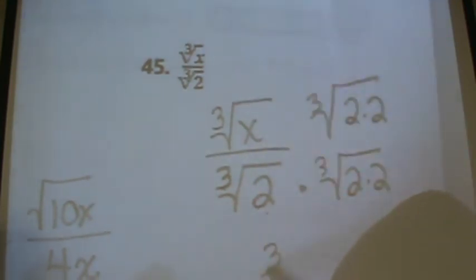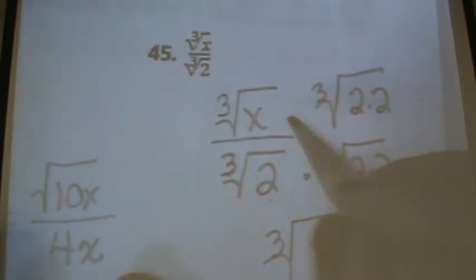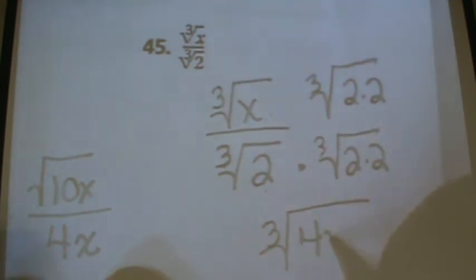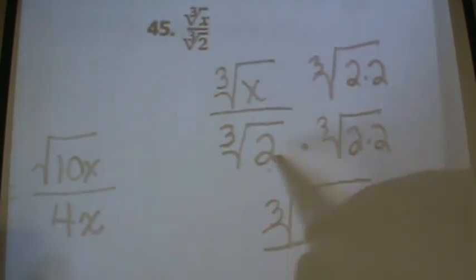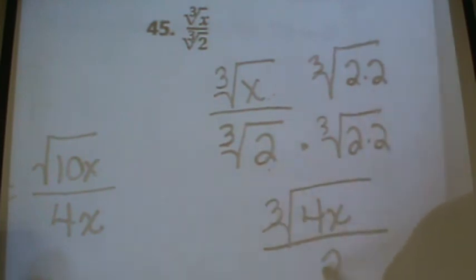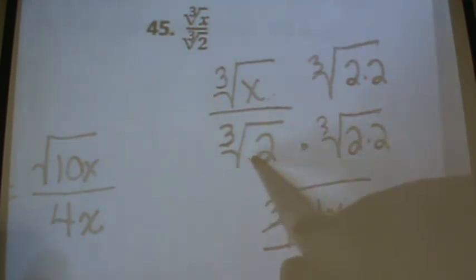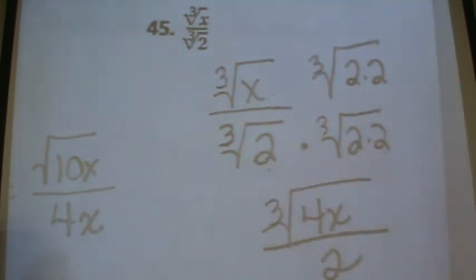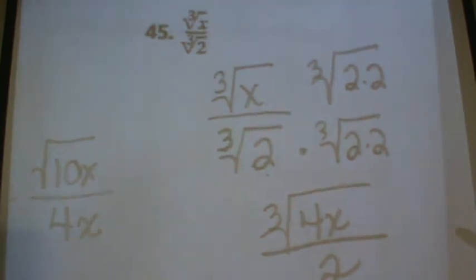So in the numerator, you're going to have what? What's 2 times 2 times x? 4x. And in the bottom, what are you going to have? A plain old 2. You have 3 2's here. 1, 2, 3 2's. 4x over 2 cubed, which is 8. Can anything cancel?